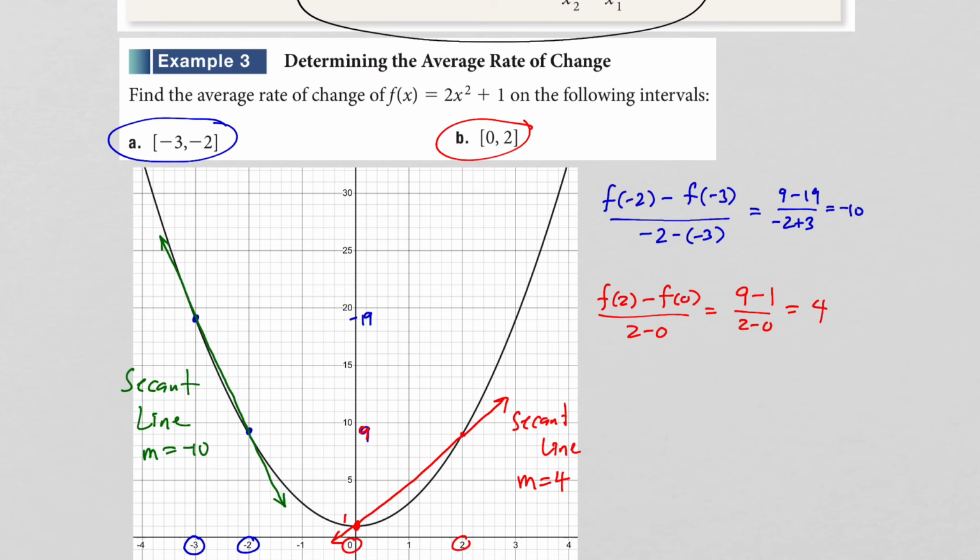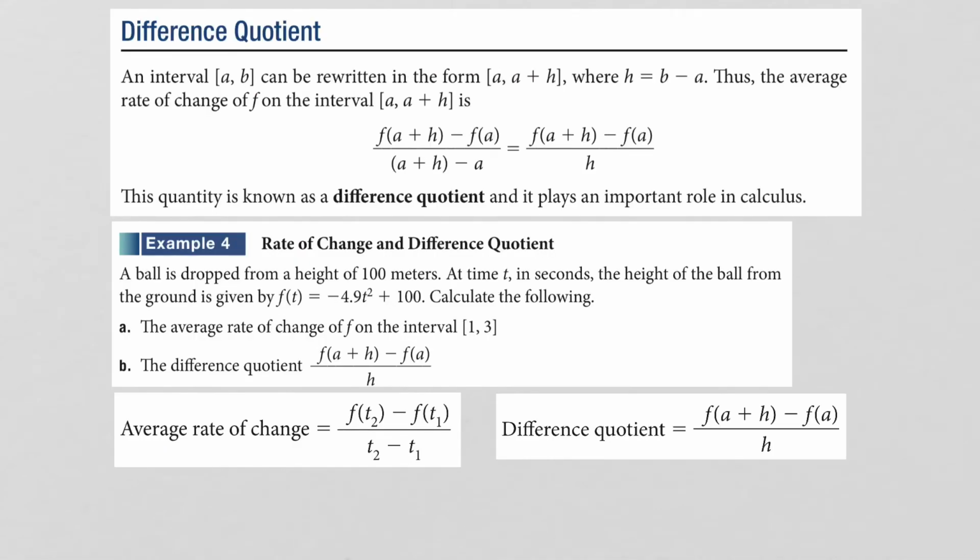That's going to be important later on, especially in calculus. Okay, the next concept we want to discuss is the concept of a difference quotient. The difference quotient is another way of saying the average rate of change. So it is exactly what we just got done discussing in the previous example.